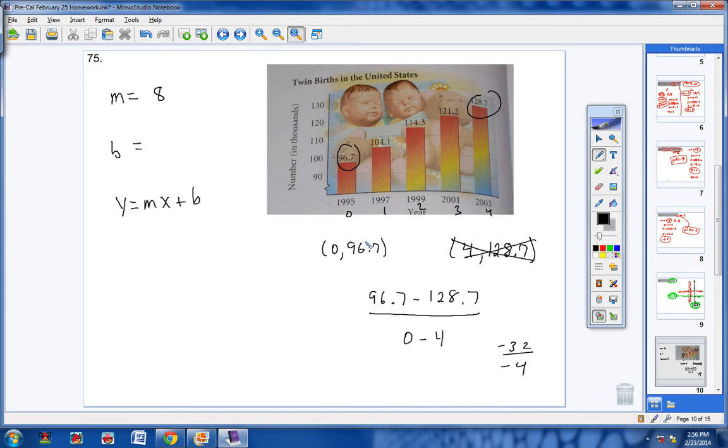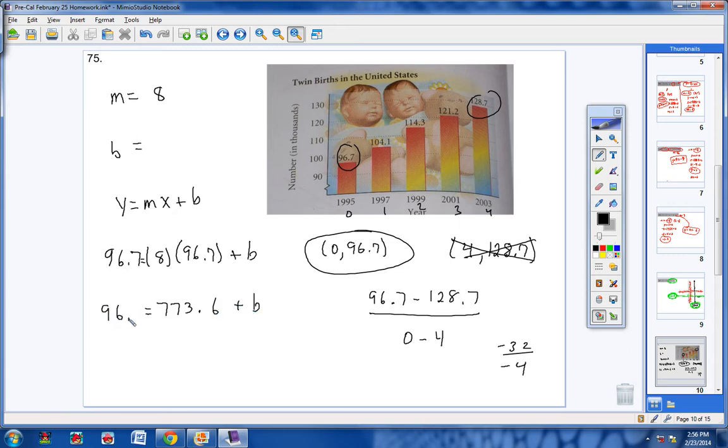I'm going to pick this ordered pair because I feel like it. So for y, I'm going to put 96.7. For m, I'm going to substitute 8. For my equal sign there. For x, I'm going to substitute 96.7 and then plus b. Now, 8 times 96.7 gives me 773.6 plus b, and this is 96.7.